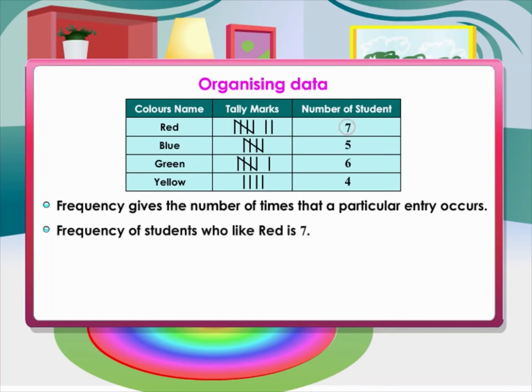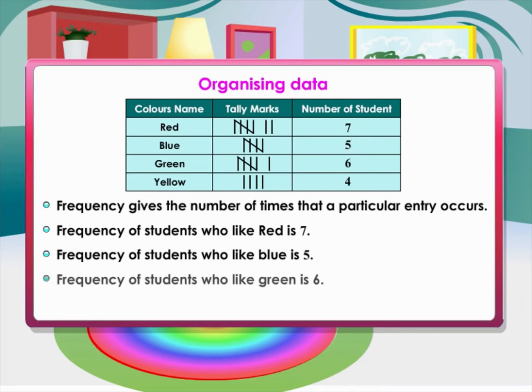Frequency of students who are red is 7. Frequency of students who are in blue is 5. Frequency of students who are in green is 6. And frequency of students who are in yellow is 4. The table made is known as frequency distribution table as it gives the number of times an entry occurs.